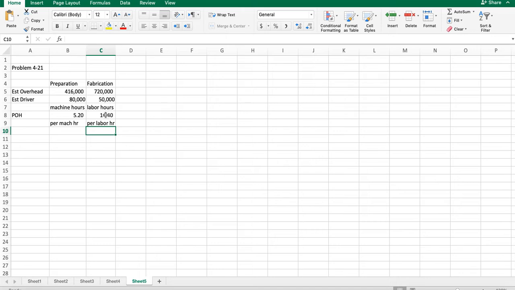Now, what that means is for every machine hour in the preparation department, we apply $5.20 of overhead. So if we work 80,000 machine hours, we will have applied $416,000 of overhead in this department. In fabrication, for every direct labor hour we work, we apply $14.40. If we work our estimated 50,000 hours, we will have applied $720,000. Now remember, they're estimates, so you're not going to get it right. You're going to have some over or under applied, but that's where we start.